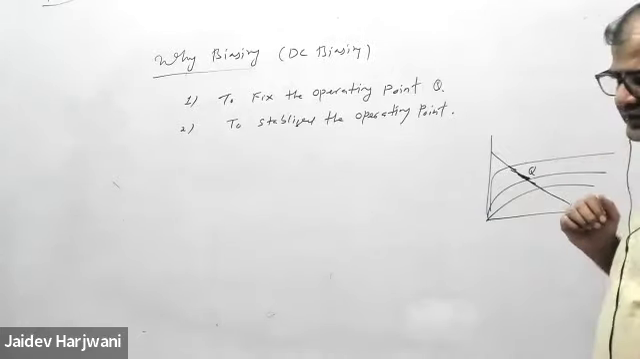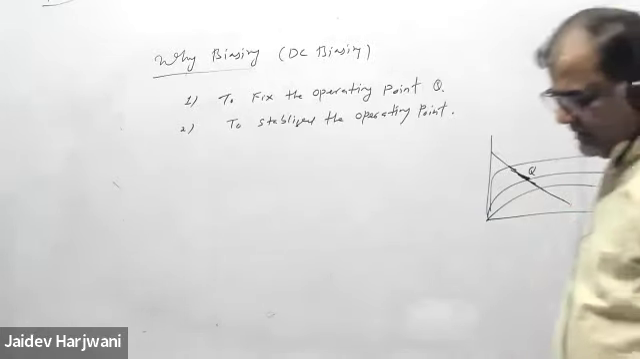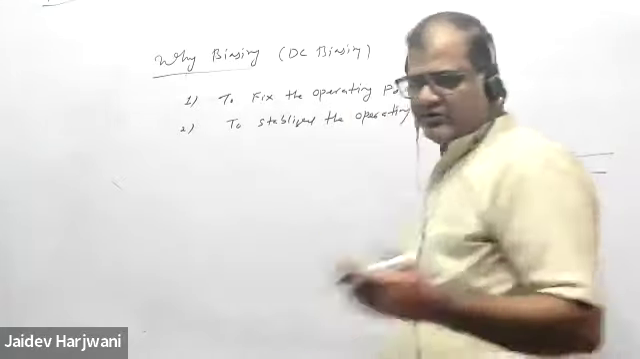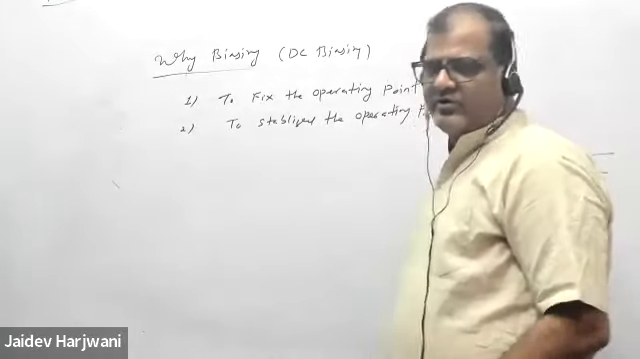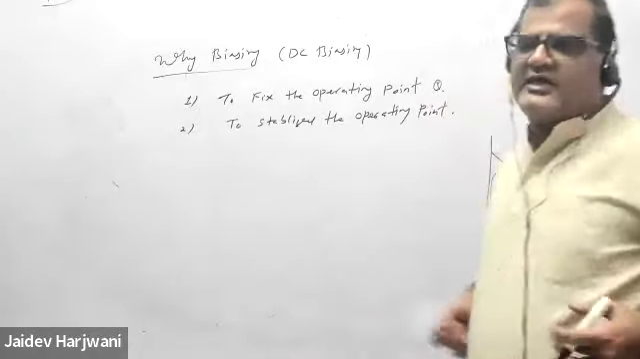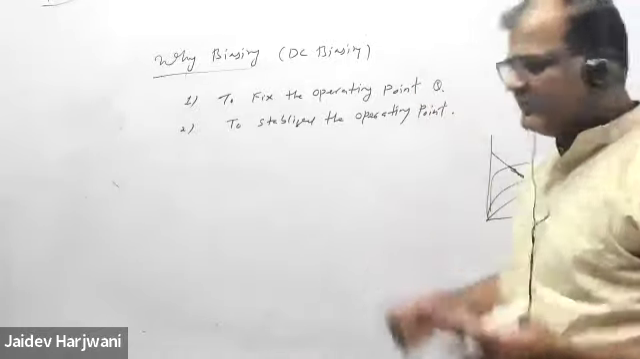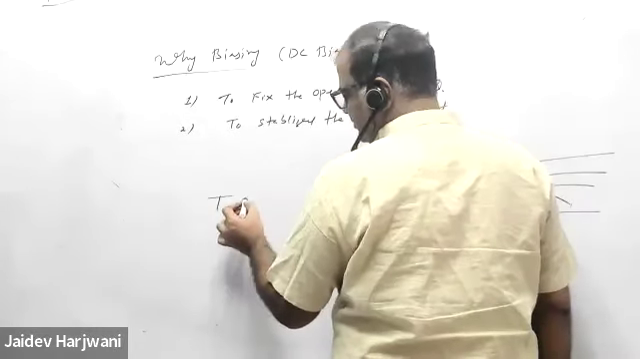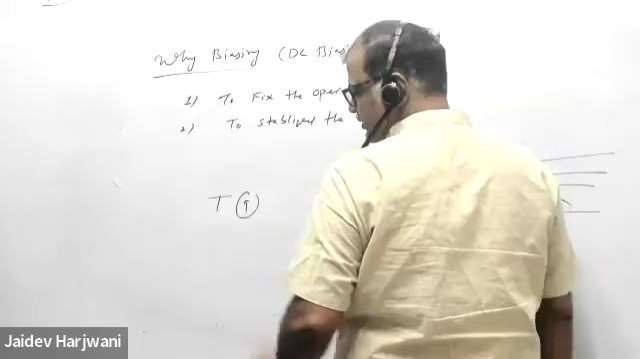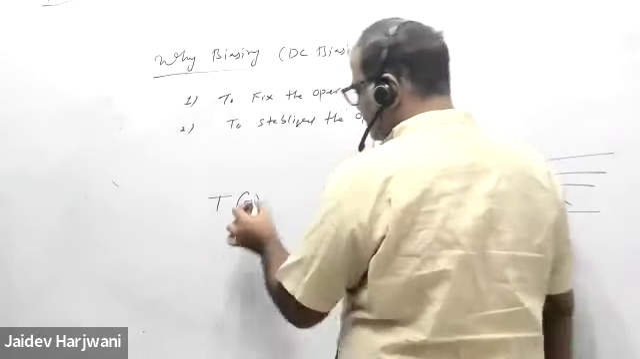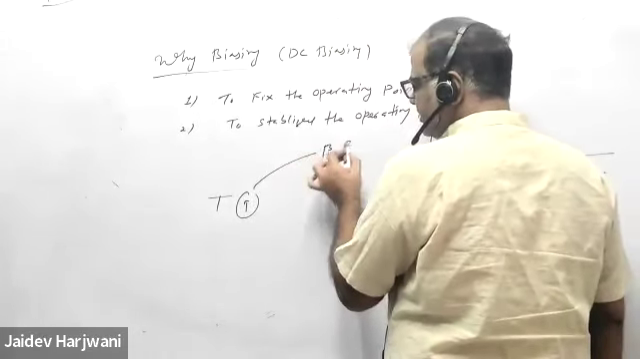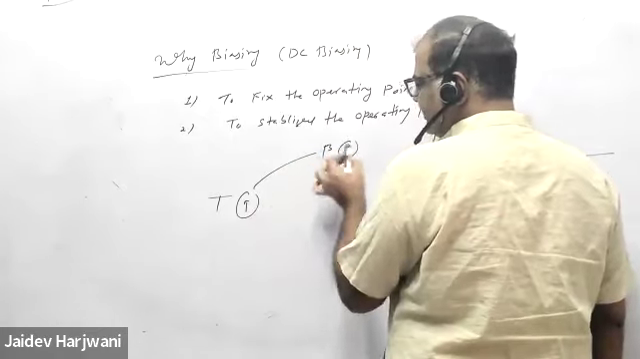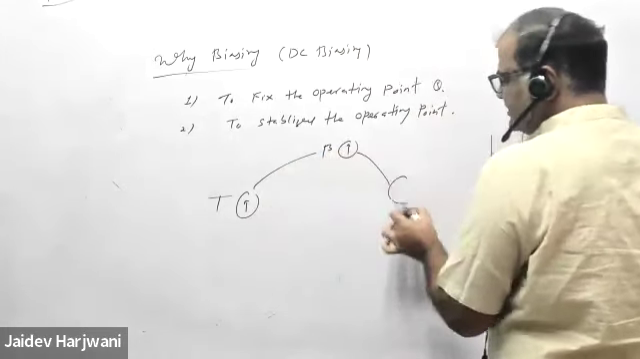Now how will this change? First of all, sometimes your laptop or your electronic devices heat up. Heat up means temperature goes very high. So what happens? Your temperature increases. Now your beta is a function of temperature. If temperature increases, beta increases, then your IC increases.